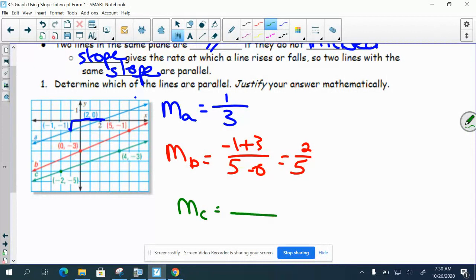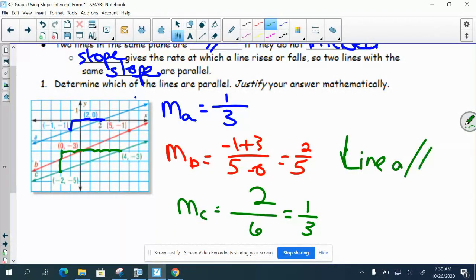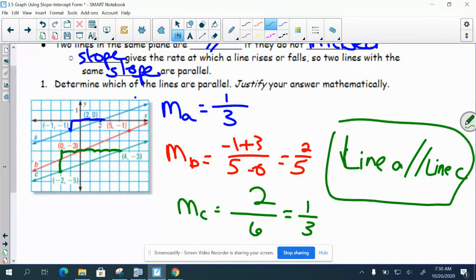So to get from this point to that point, we could go up 1, 2. So you rise 2, and then you run 1, 2, 3, 4, 5, 6, which simplifies to 1/3. So now we know that line A is parallel to line C. Okay, and by justifying your answer mathematically, that would mean finding the slopes of each line and confirming that they are parallel, not just guessing.